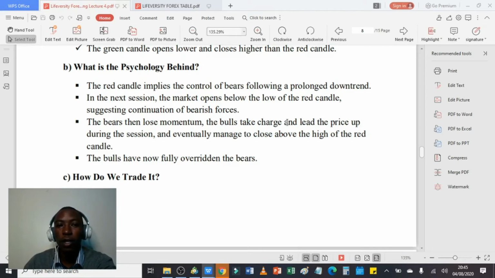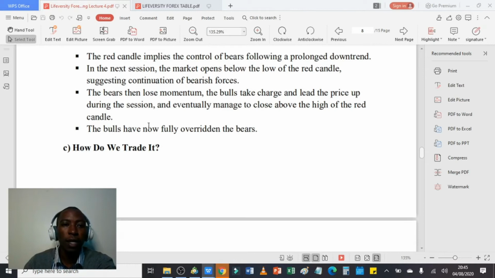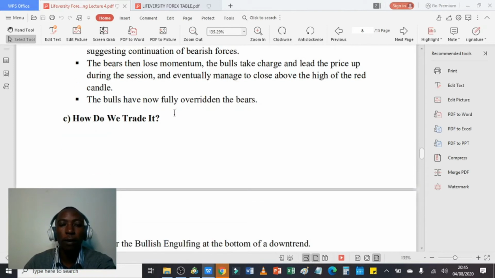The bulls take charge and lead the price up during the session and eventually manage to close above the high of the red candle. The bulls have now fully overridden the bears.